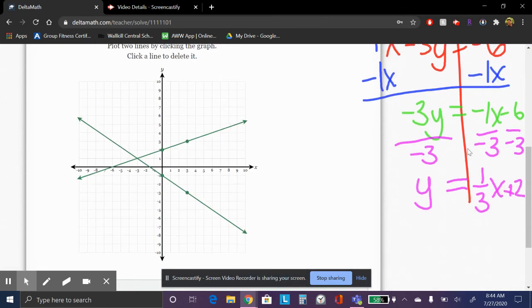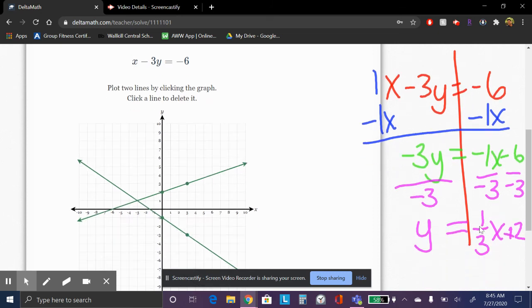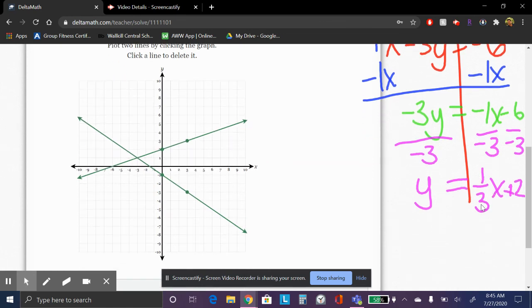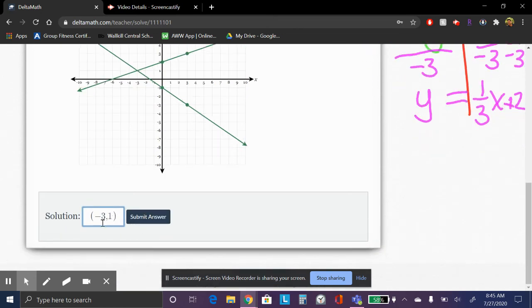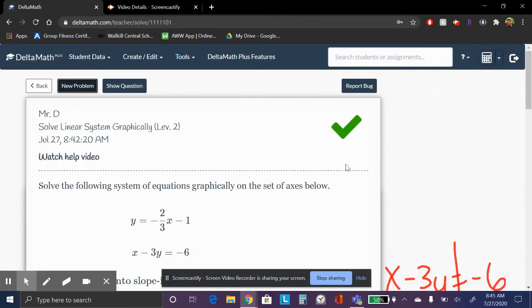Okay, so going back through this, again, you have to get y by itself. Once you get y by itself, it's okay to have a fraction with the x term because that's going to be your rise over run. Then graph that and see where they intersect. Again, it's important to put parentheses to signify coordinates. Submit, and there we go.